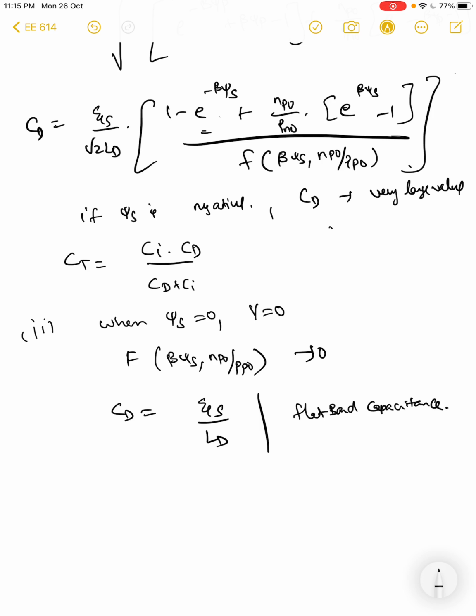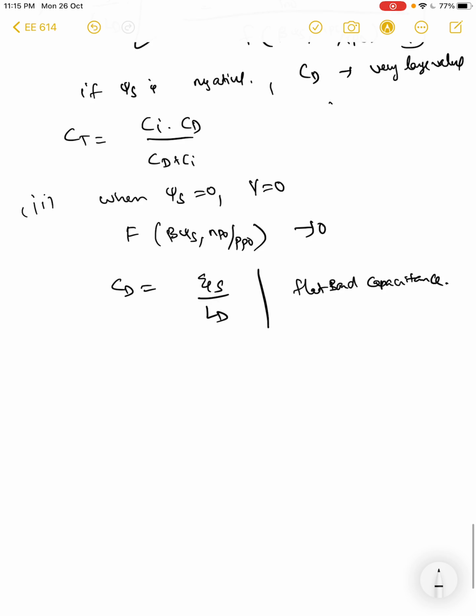So at psi s equal to 0, the capacitance is not the geometric capacitance but what is called the flat band capacitance, and the total capacitance will turn out to be epsilon I epsilon s divided by epsilon s d plus epsilon I LD, right?